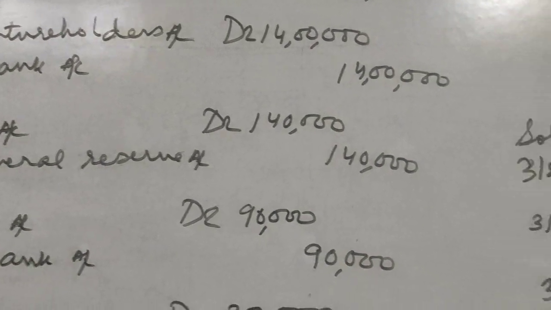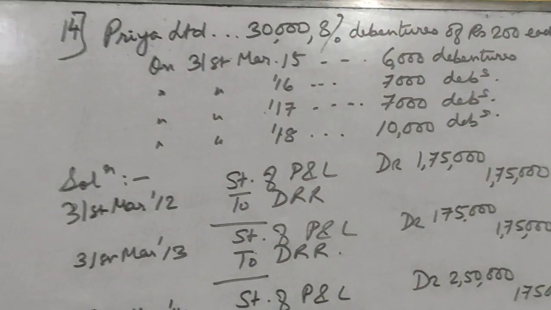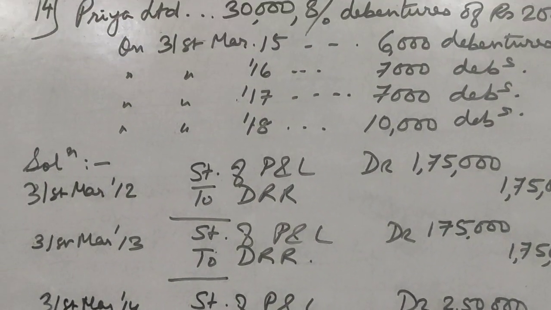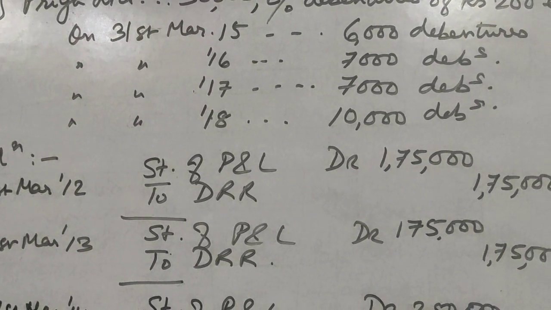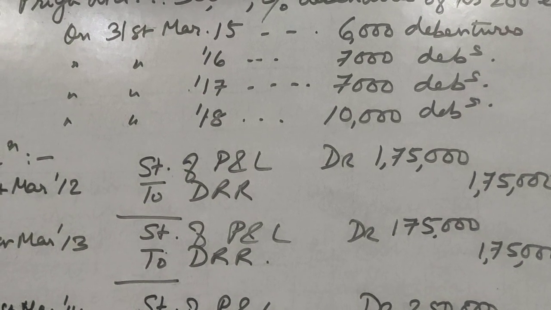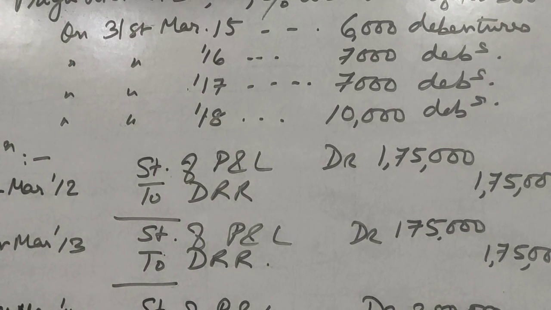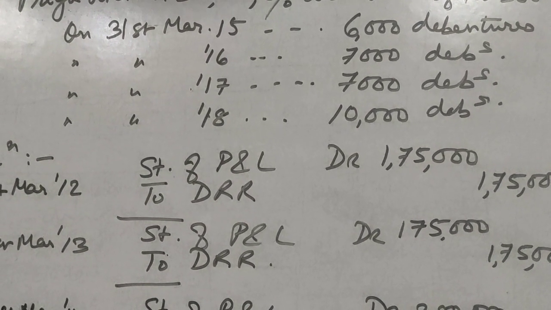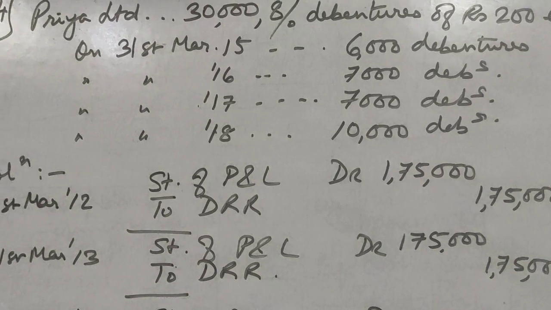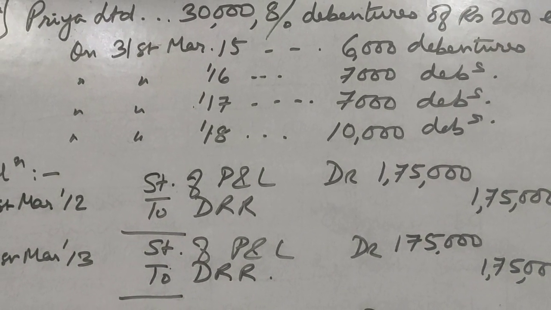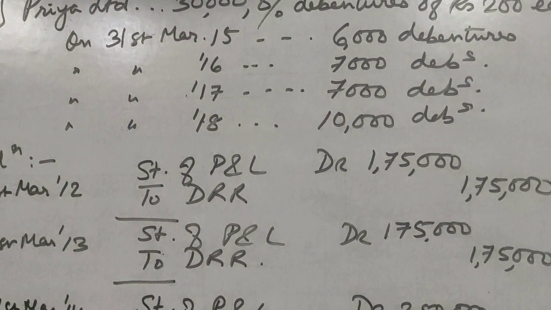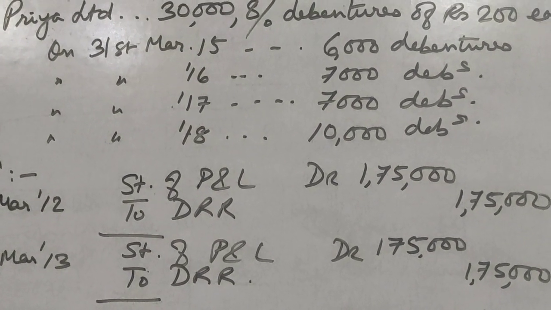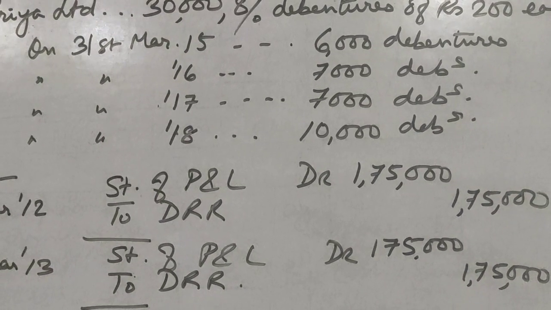Now next year, let us see how much of debentures are to be redeemed. Next year, on 31st March 2018, we have to redeem 10,000 debentures. So 10,000 into 200, that will be 20 lakh. So we have to redeem debentures of 20 lakh. So we have to make investment equal to 15% of 20 lakh. That comes to 3 lakh.